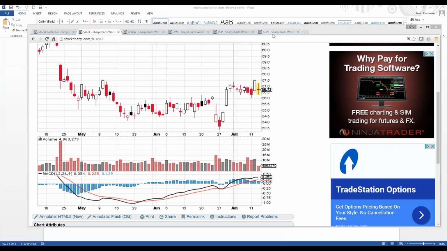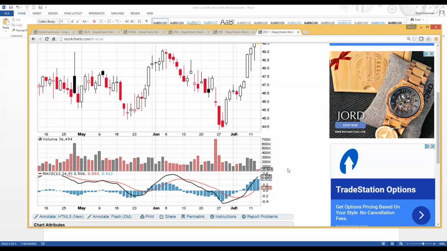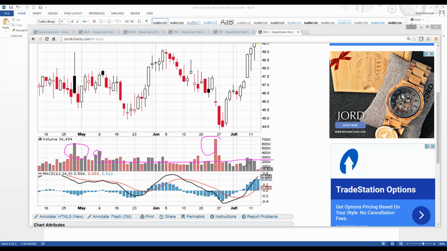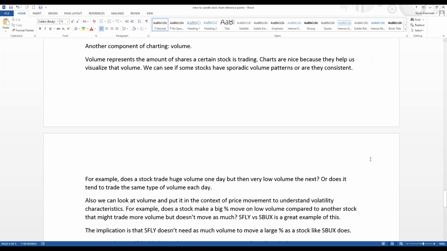However, a stock like Shutterfly has much more sporadic volume and much lower volume. Notice that Shutterfly only trades about 200,000 shares a day or so, and sometimes you get these bigger volume spikes, and then sometimes you get incredibly low volume. So Shutterfly, more sporadic. Now, volume is important because one stock might move on volume differently than another stock moves on volume.